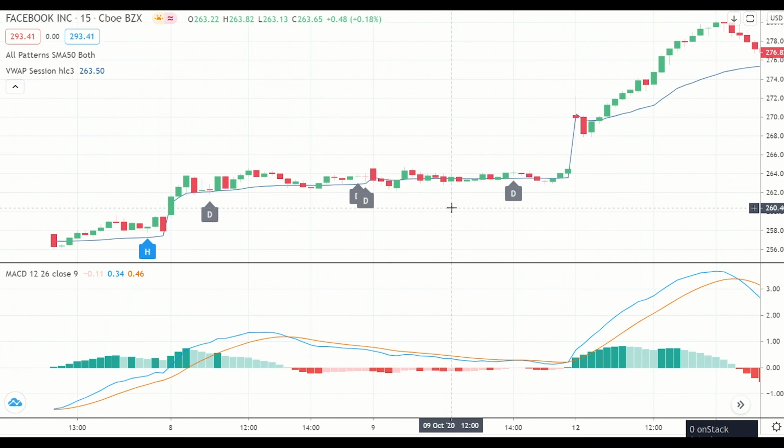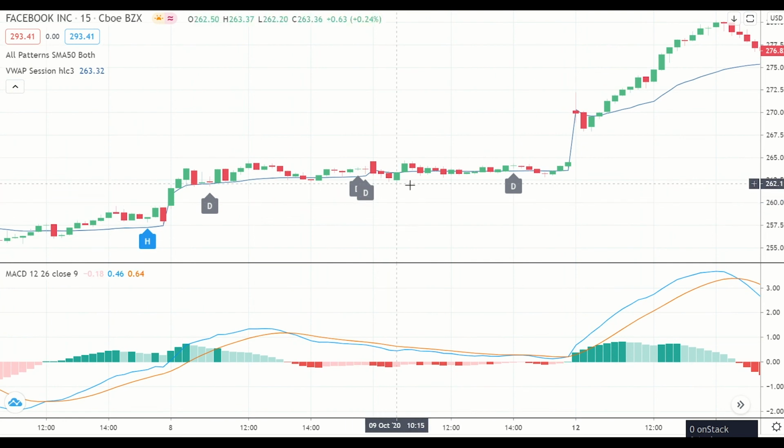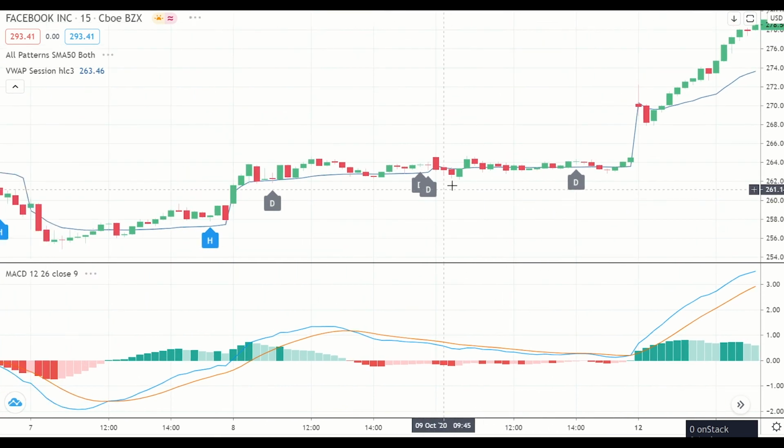Moving on. Now if you see an example like this, in this kind of a market, no signal is going to work. It's continuously struggling with the VWAP, so at any cost we should avoid these kinds of markets.